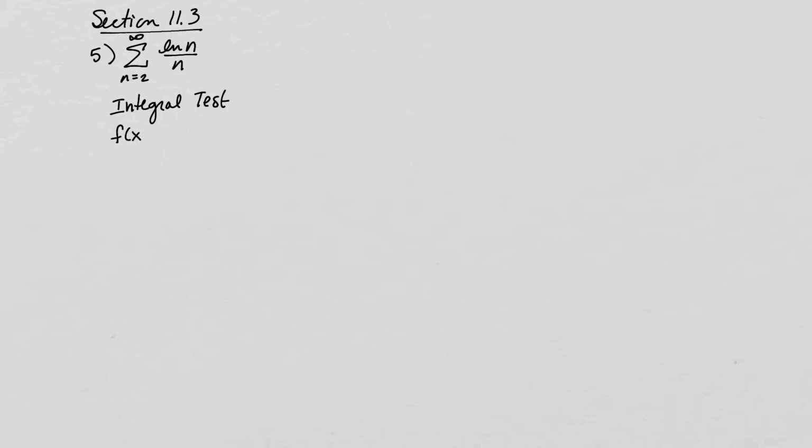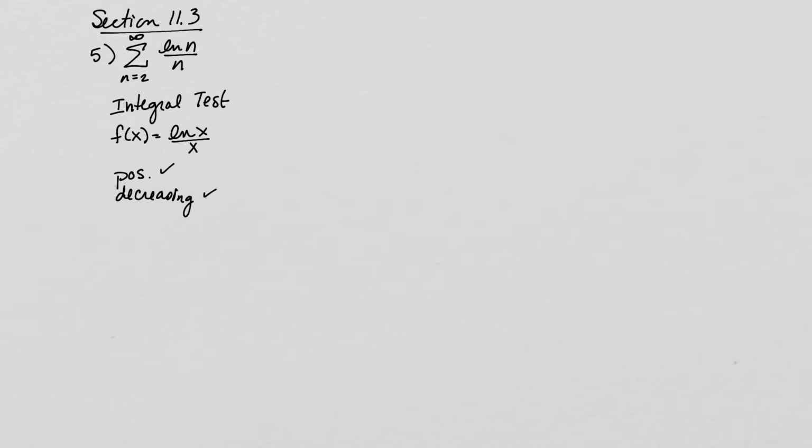So we're going to do the integral test. Our function f of x is going to be the natural log of x over x. I just have x's instead of n's. And so we know it's positive, right? Natural log of x is going to be positive for x being 2 or bigger. It's decreasing. So it's positive, it's decreasing. And now we have to do the integral. So we're going to look at the integral.